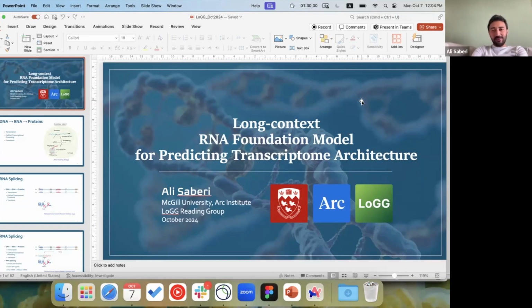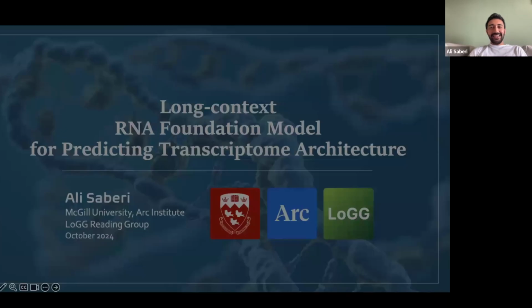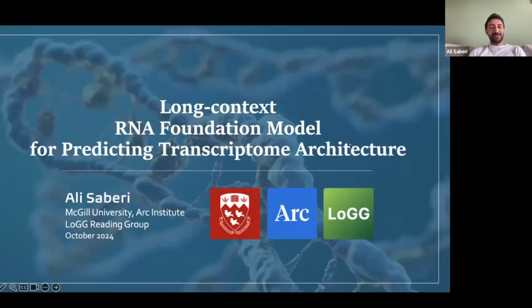And we have some cool results I want to share with you, and hopefully I will answer the questions that you have in mind. So let me start with it. The title is Long Context RNA Foundation Model for Predicting Transcriptome Architecture. Pretty fancy. So let me make this smaller.